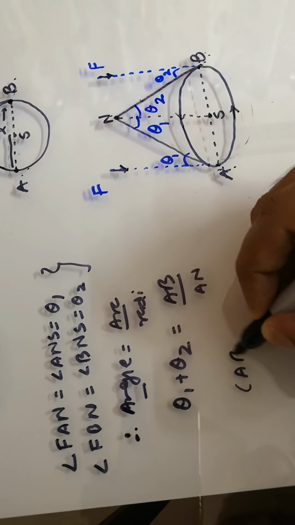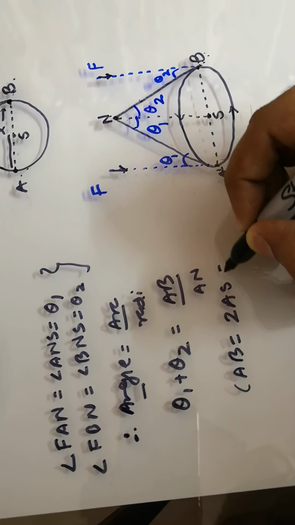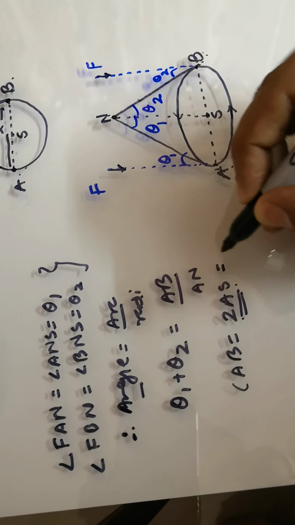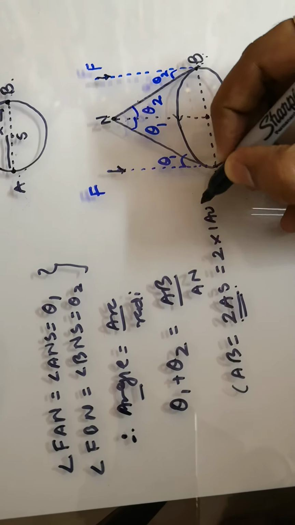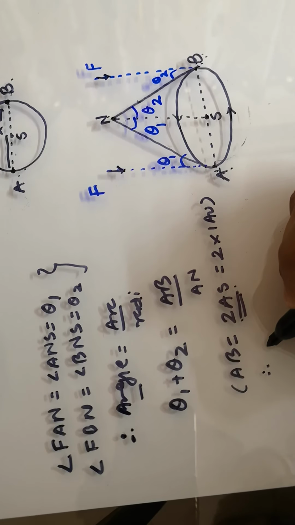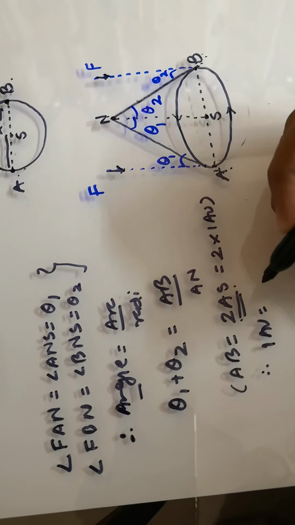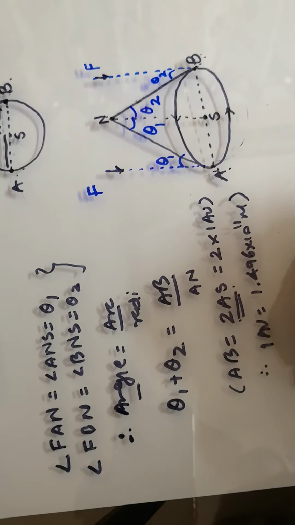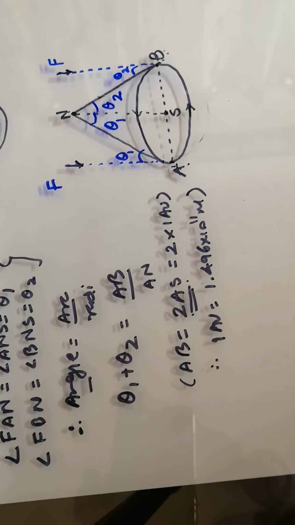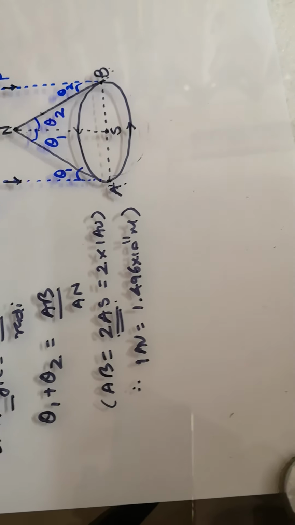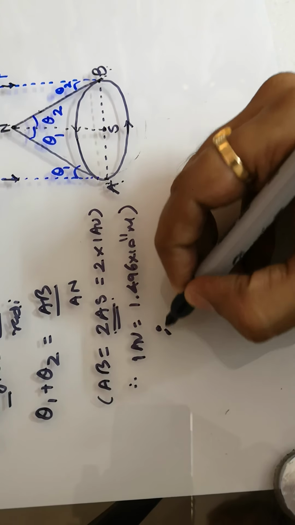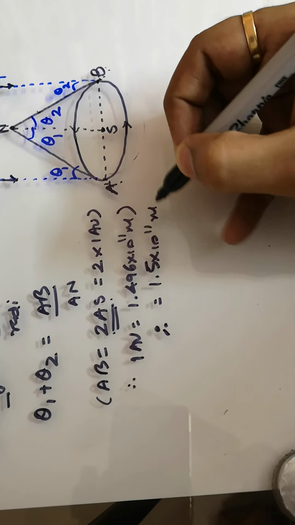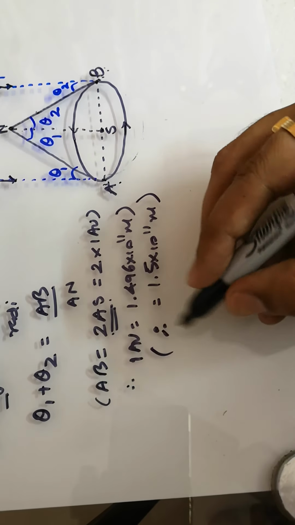So I can just say that AB is 2 times the distance from A to S. You are aware that this distance is called 1 astronomical unit, and you are very well aware that 1 astronomical unit is 1.496 cross 10 to the power 11 meters. Rounding it out, we can say this would be 1.5 cross 10 to the power 11 meters. This is the value of one astronomical unit.